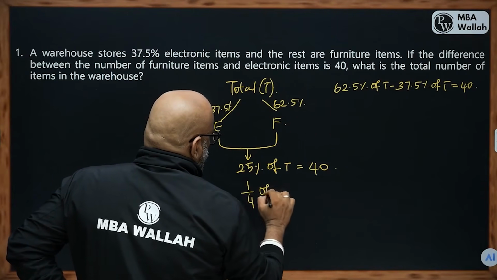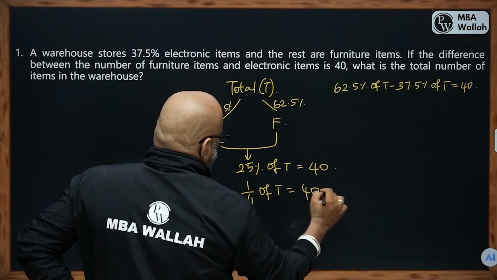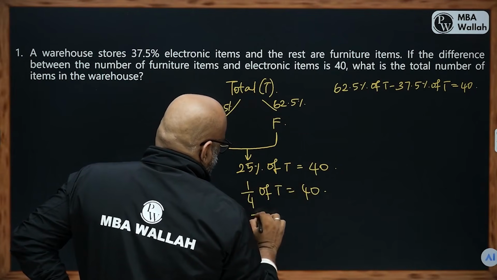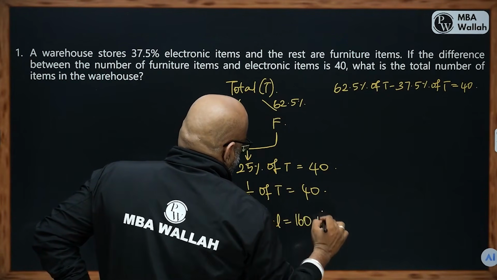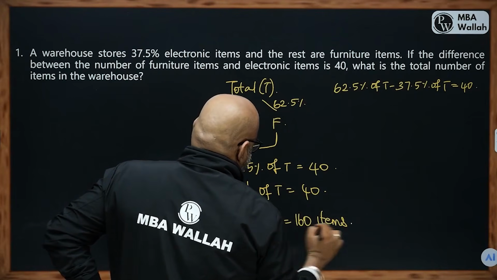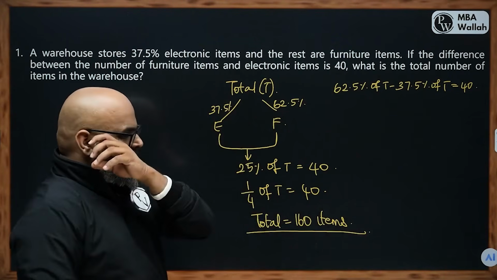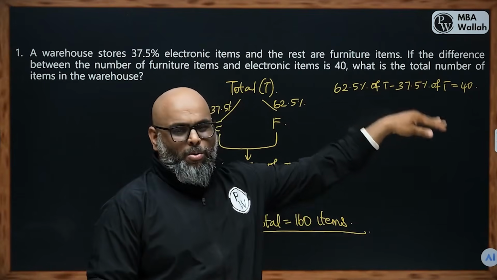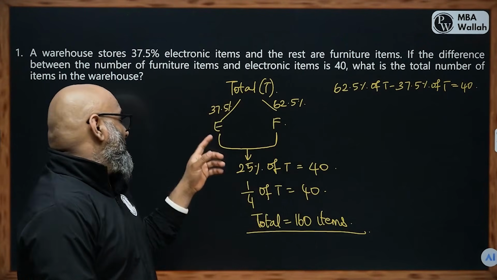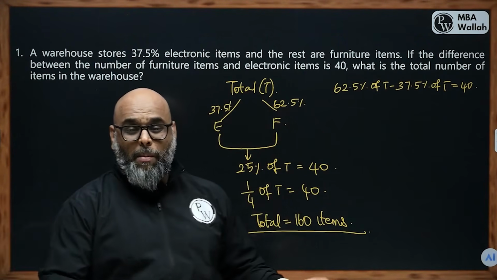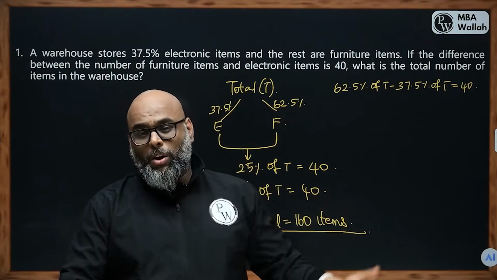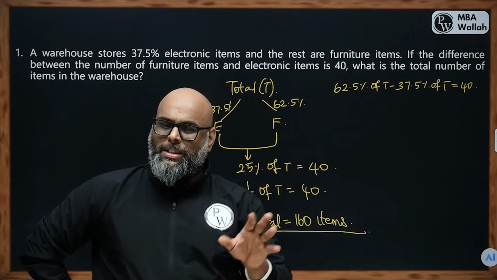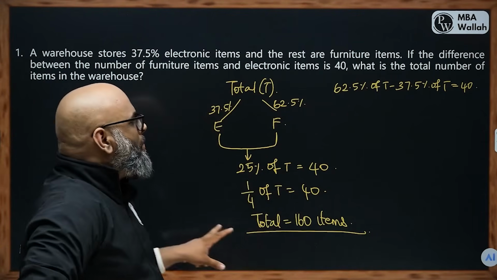1/4 of T is equal to 40, or total is equal to 160 items. And that will be our answer. You can do this in many steps, but then I look at this, the variable here on both occasions happens to be the same. I can conveniently say 25% of the total is 40, so the total is 160. As simple as it goes.